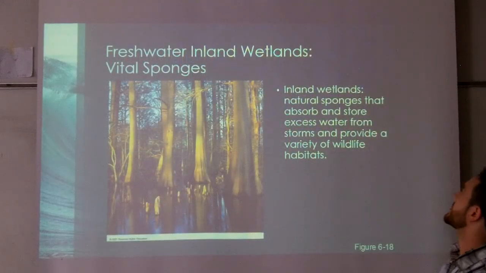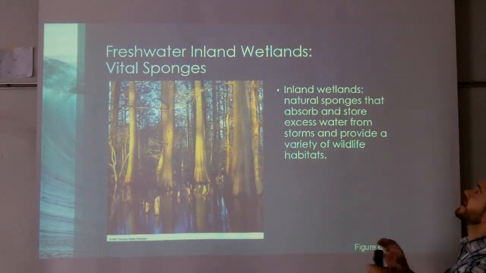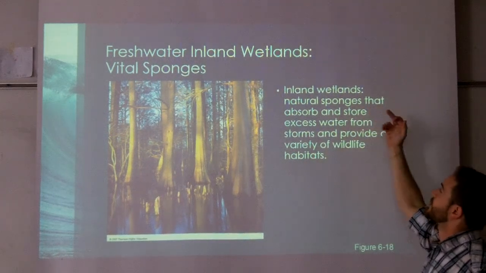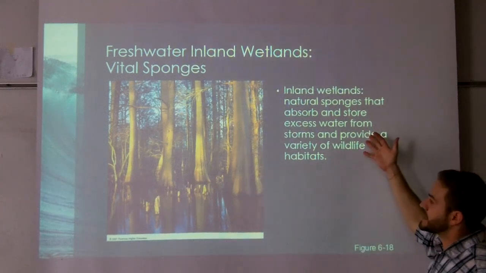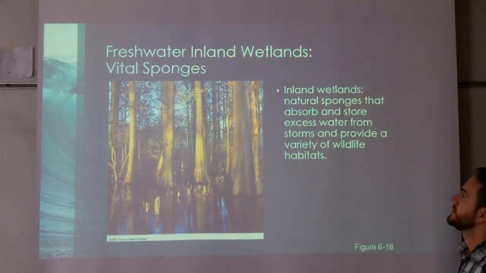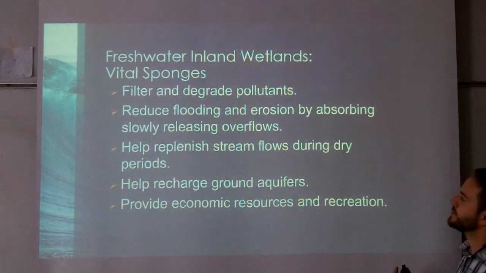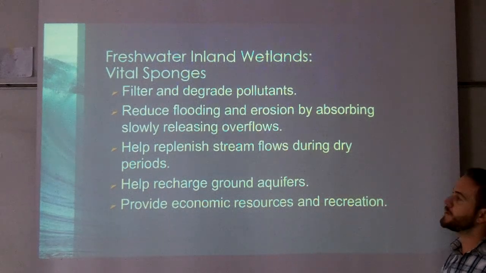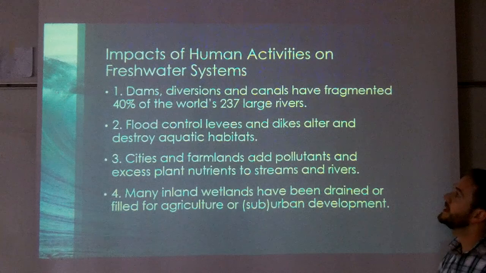They're important, of course, just like I think when we talked about estuaries or mangrove forests. These wetlands act as sponges. They absorb excess water. They absorb excess nutrients. They provide habitat. They protect our coastline. So they filter and degrade pollutants, reduce flooding, replenish streams. So these are all pretty self-explanatory. If you need them, go ahead and pause it because I'm going to go on to the next one.